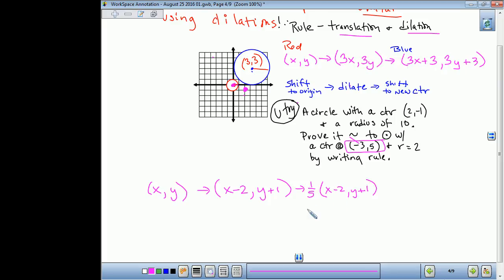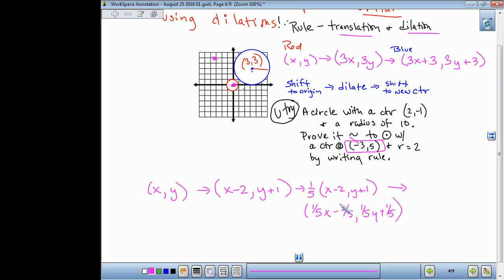Alright, so let's do it. 1/5 would create 1/5 x minus 2/5, and 1/5 y plus 1/5. And that's the dilation. So now we have dilated, and in this case, it caused a shrink, didn't it? Alright. Now my new circle has a center at -3, 5. I am now at the origin. I need to go to -3, 5.